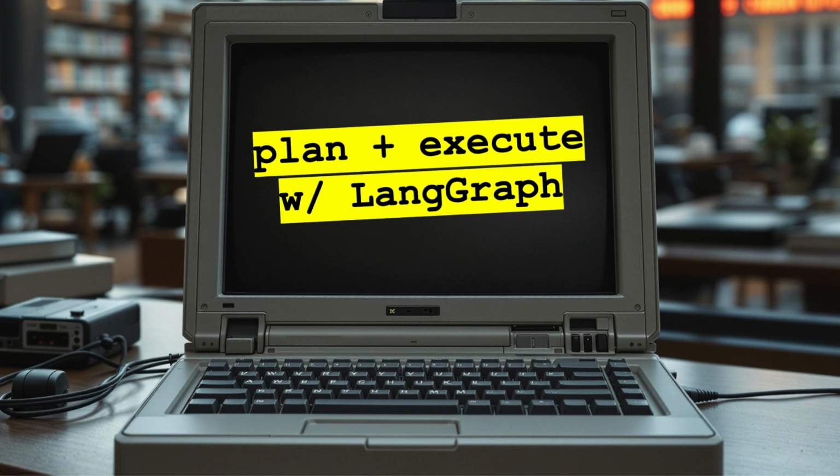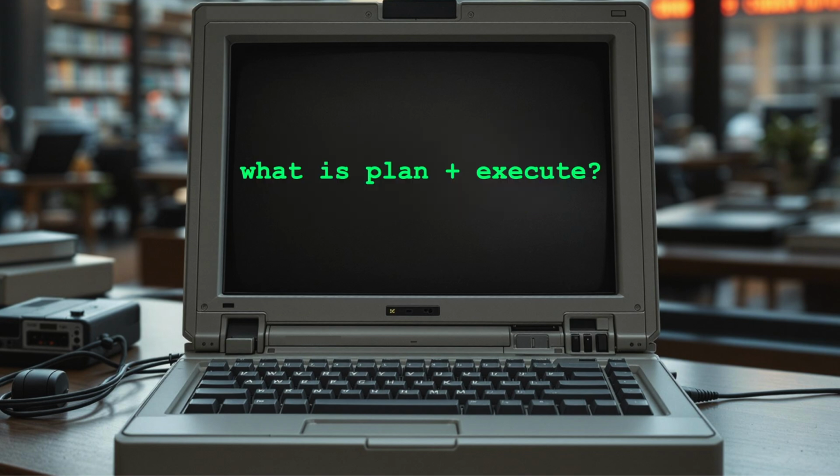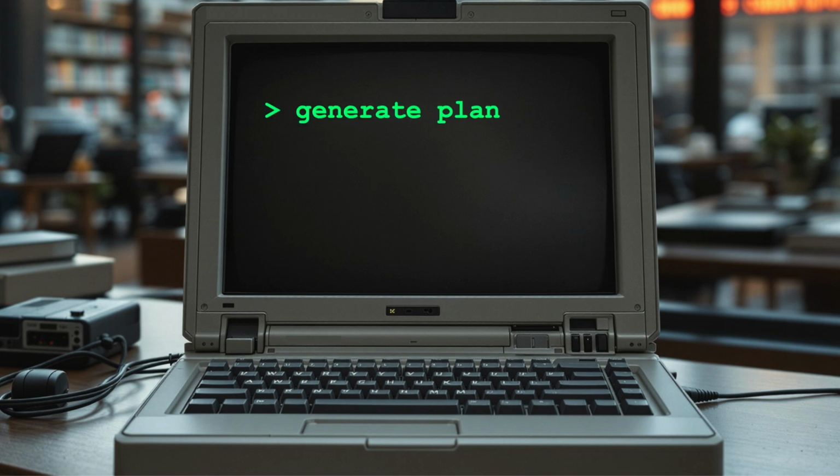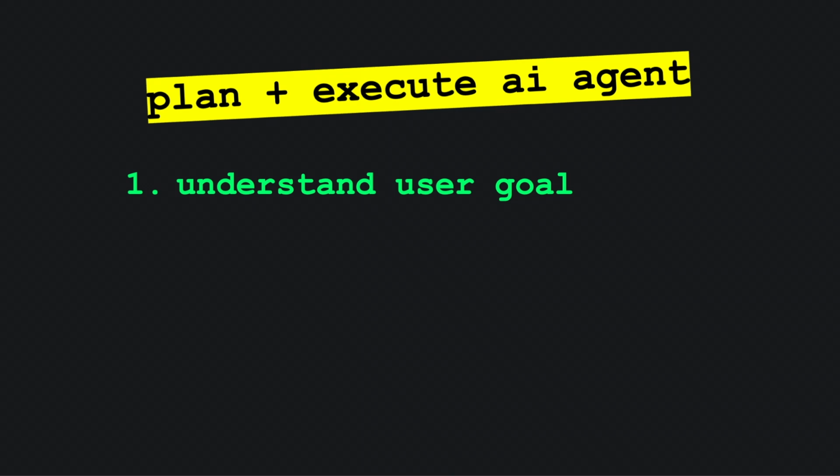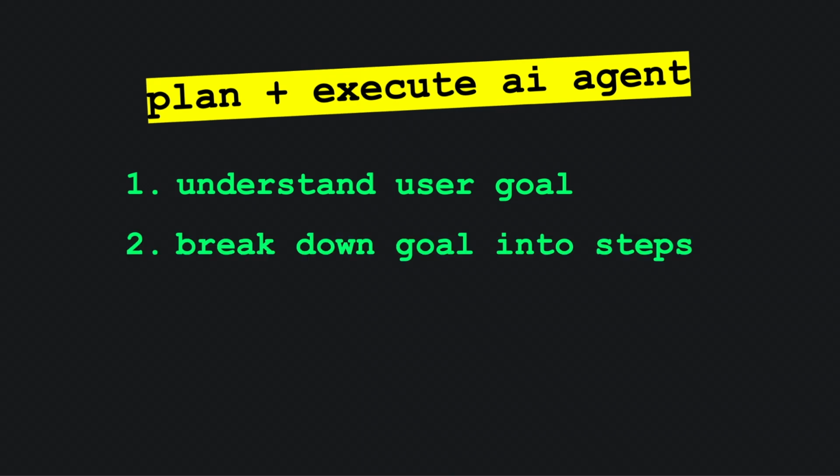This tutorial will show you how to build a plan and execute AI agent in Python using the LangGraph library. A plan and execute agent is an AI system designed to solve complex tasks by first generating a structured plan and then executing each step systematically. It works by first clearly understanding a user's request or goal, breaking that goal into actionable steps, and then following through with executing each of those steps.